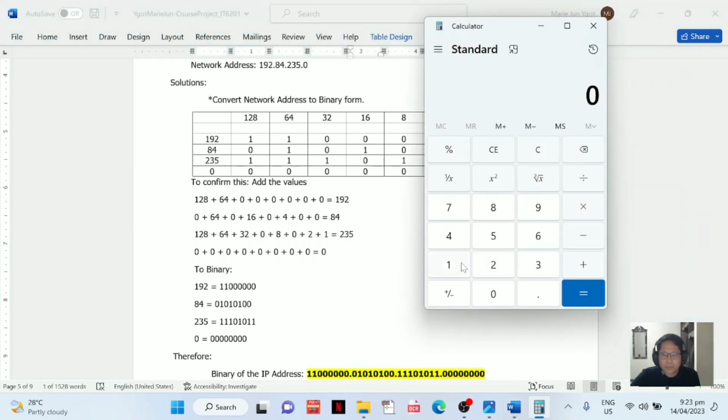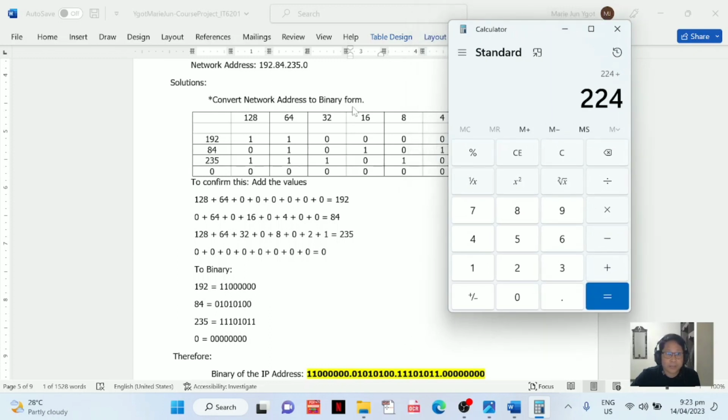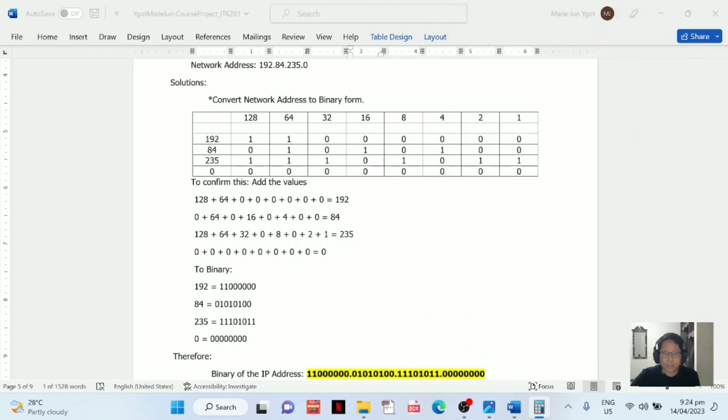So 128 plus 64 plus 32, that makes 224 already. Okay, so we only need 235. So we cannot use 16. What about 8? So what about 8 here?